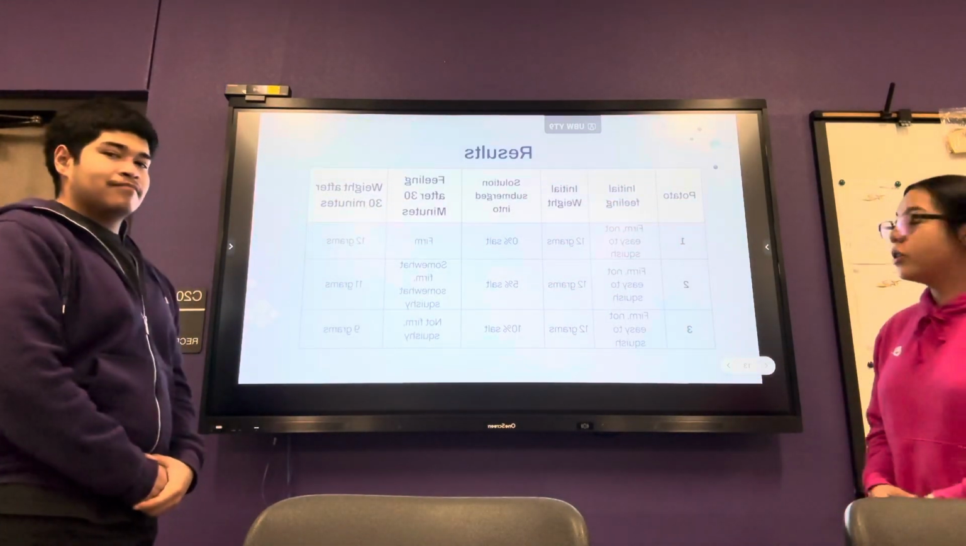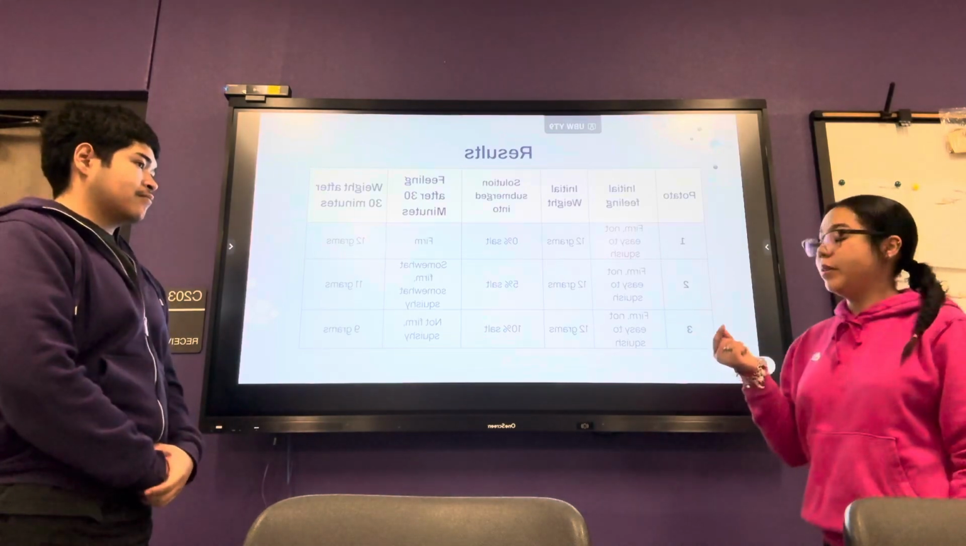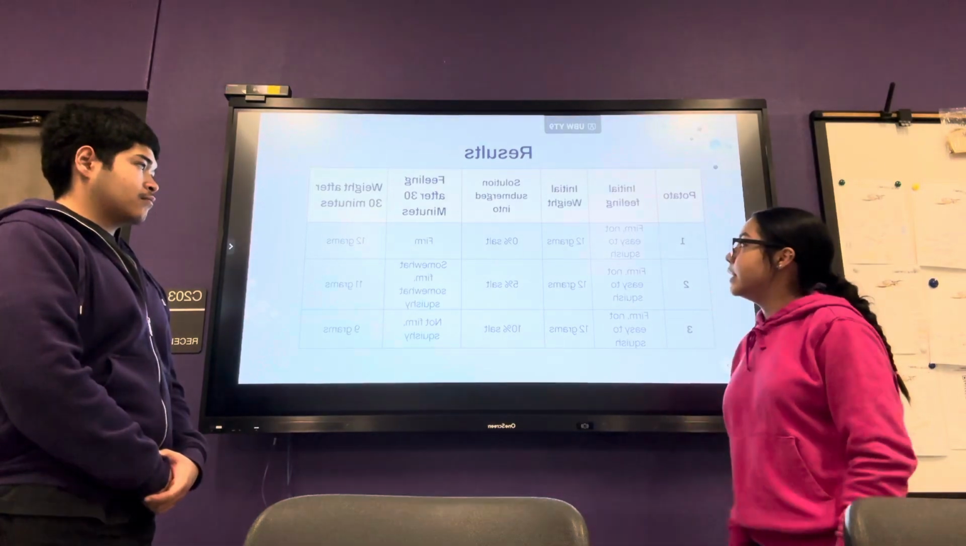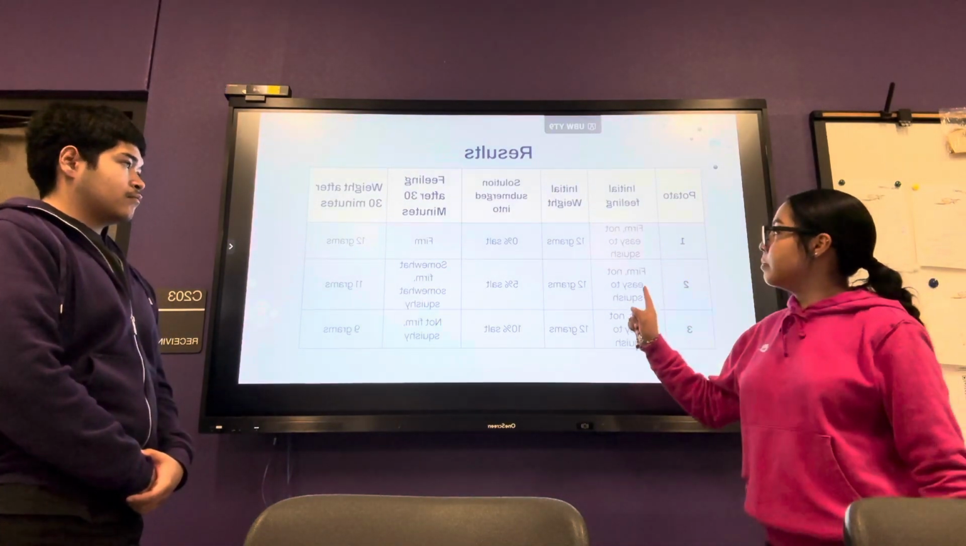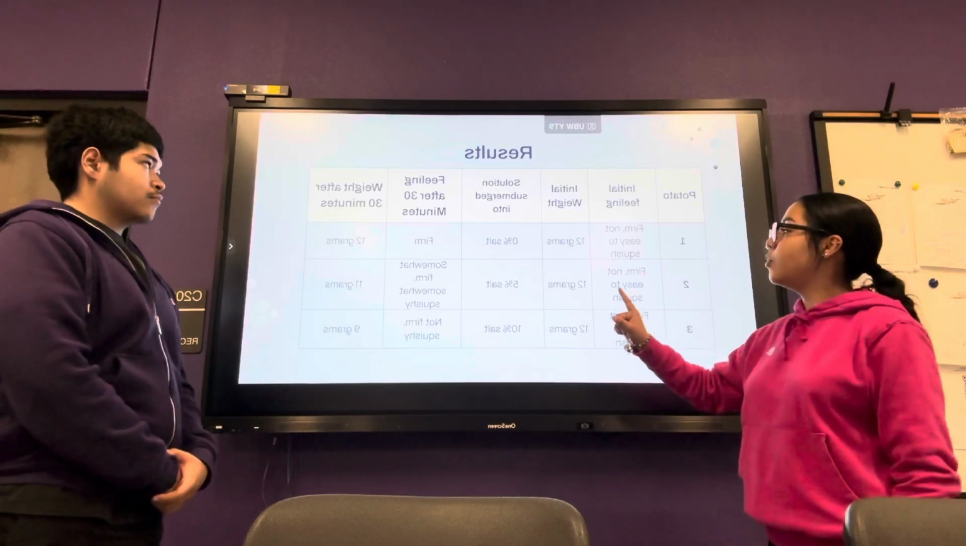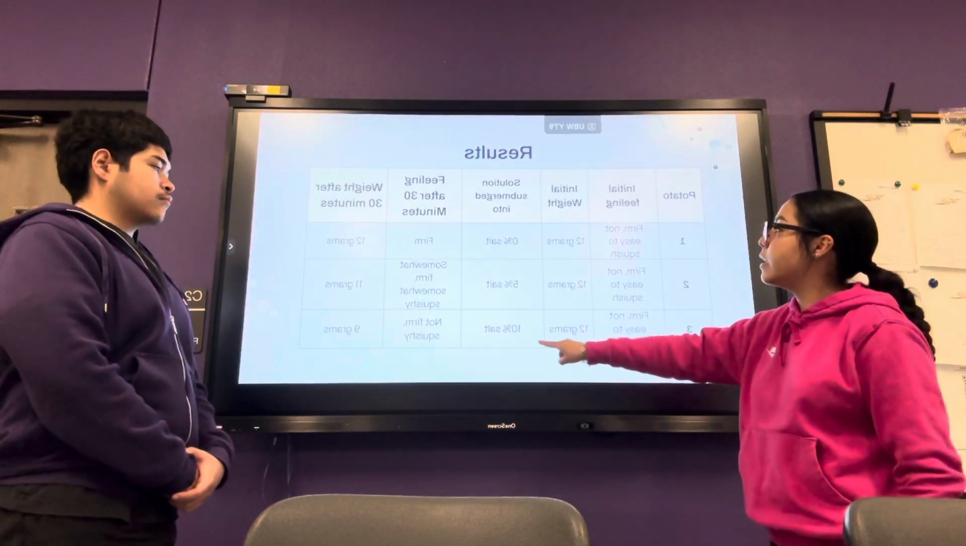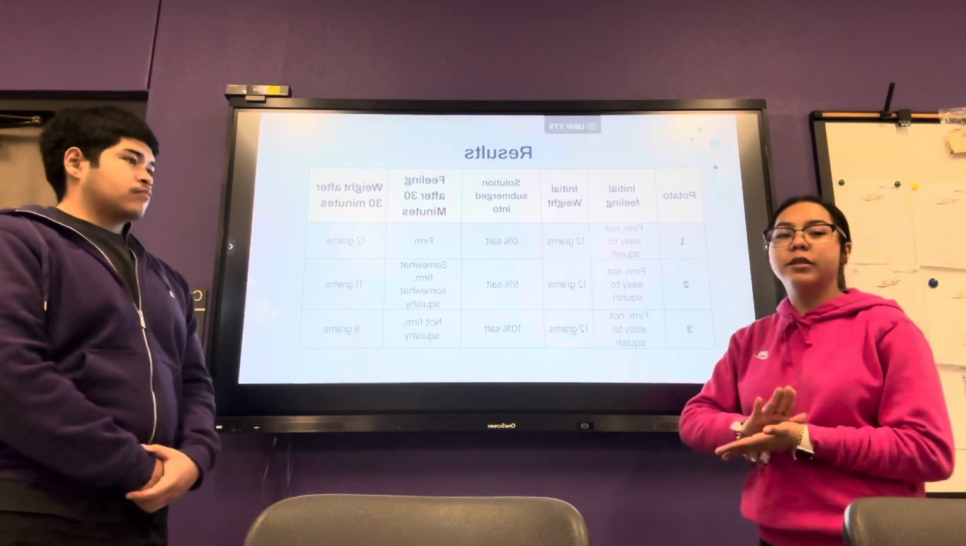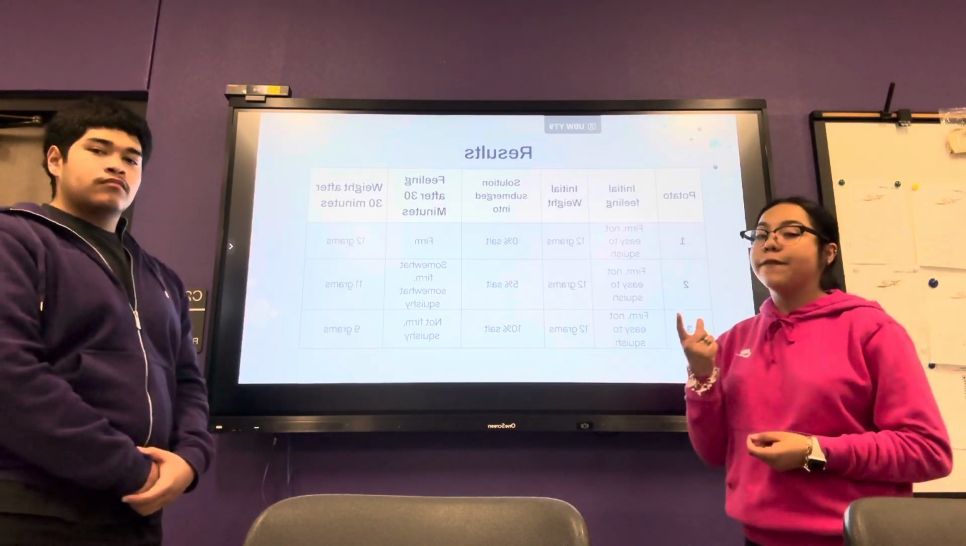So for the results, all of our potatoes started really firm and not easy to squish, and they all started weighing 12 grams each. Potato 1 was submerged in 0% salt, potato 2 in 5%, and potato 3 in 10%. After the 30 minutes, we took them out, drained them, let them sit on some paper towels for a little bit, and we decided to feel the potatoes.